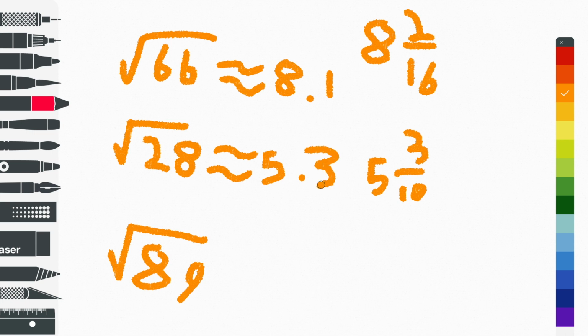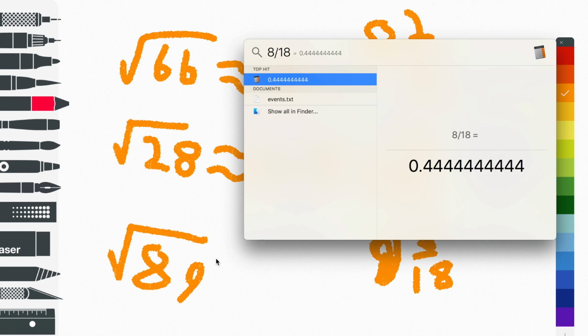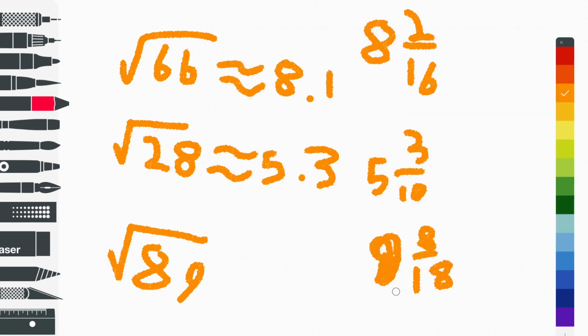Okay, now what about 89? I said this one is tricky. Yeah, kind of it is, because the closest perfect square is 81, so the root is going to be 9. I know I'm bad at this. So the closest one is 9, and double this number, 18. And 89 minus 81 is 8. So let's see, what is 8/18ths? It is 0.4. So this is approximately equal to 9.4.